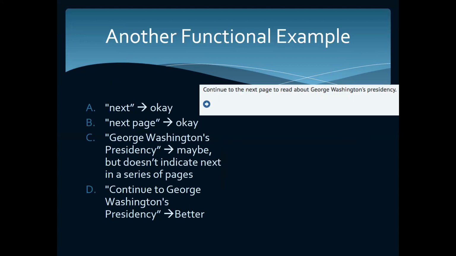Option D, continue to George Washington's presidency, may be the best of these four solutions because it presents the function of the link and conveys that it's part of a series of pages. So, as has now been stated a couple times, determining the most appropriate alternative text really is up to personal interpretation based on the larger context of the image in question. What we know for sure would not be appropriate is a description of the image as arrow, blue arrow, or blue and white right-pointing arrow.